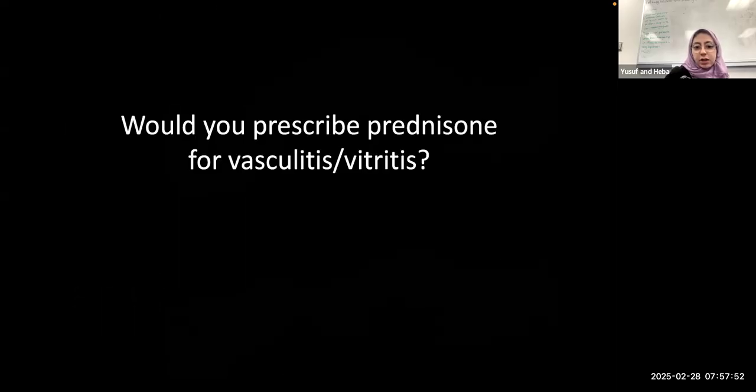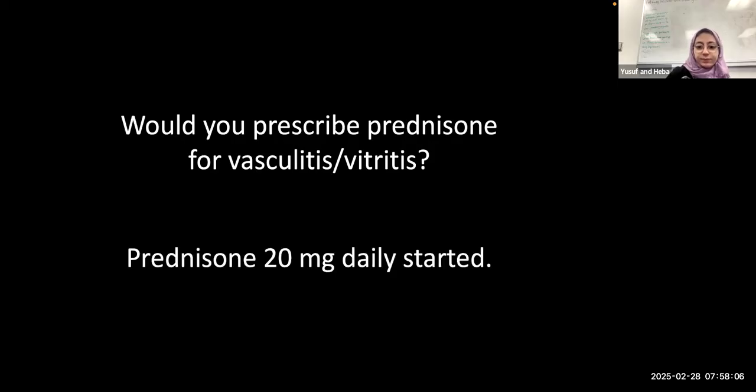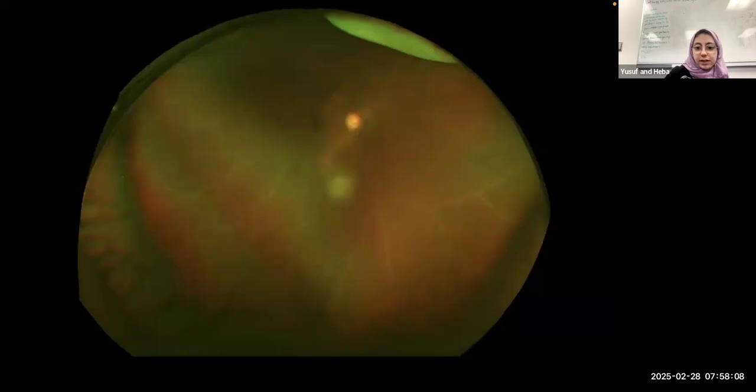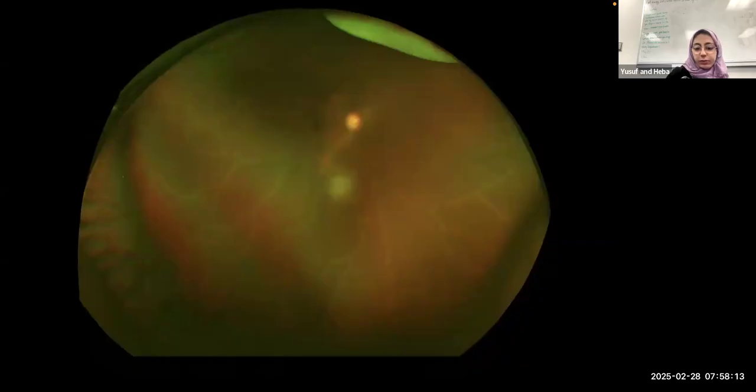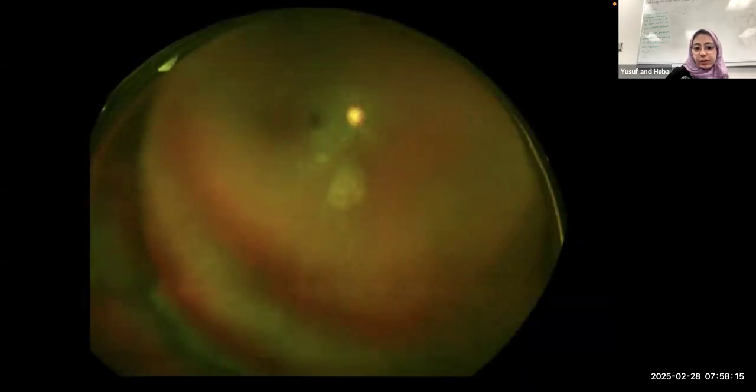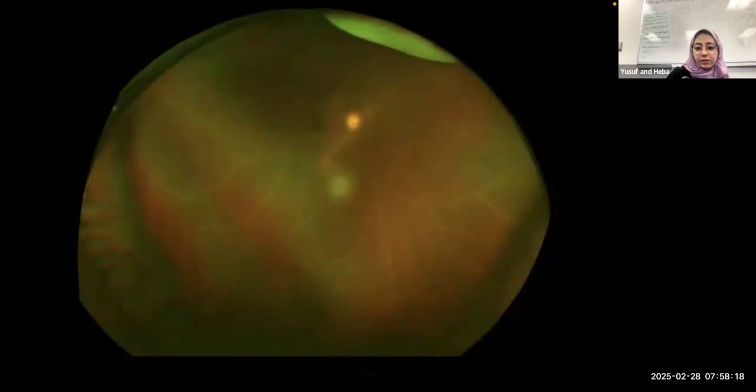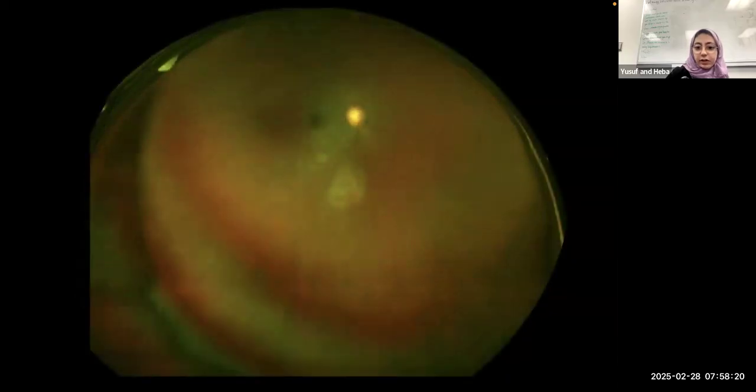And then just a discussion. Would you prescribe prednisone for vasculitis and/or vitritis? Just sort of a discussion, no poll here, just keep it in mind. For us, we decided to start prednisone. So you can see here, this is after prednisone, just giving you a before and after. This was before prednisone, and this is after prednisone. You can see the remarkable difference in the sheathing. The sheathing and the vasculitis had completely resolved, and it also helped with the lesion.